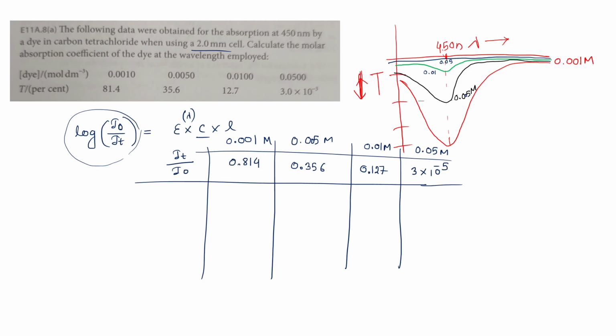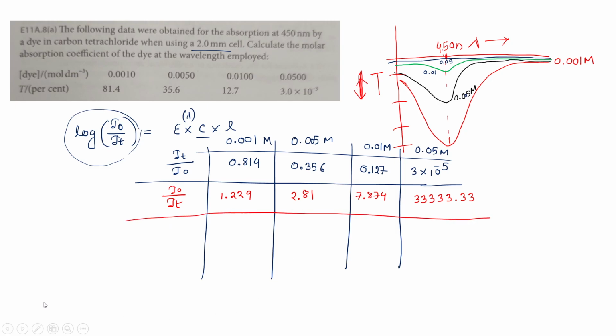Now from here you can do the flipping of this, right? Next step will be I0 by IT. If you reciprocate it, you will get something like 1.229, then 2.81. As the transmittance is decreasing, its reciprocal will increase, right? Then 7.874. Then it will be very high, 33,333.33.